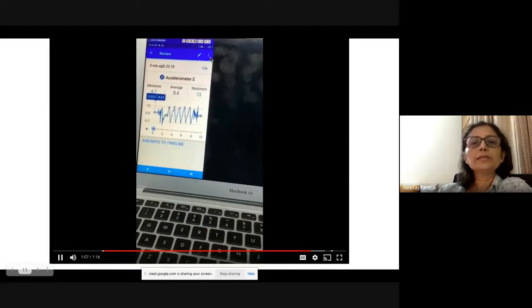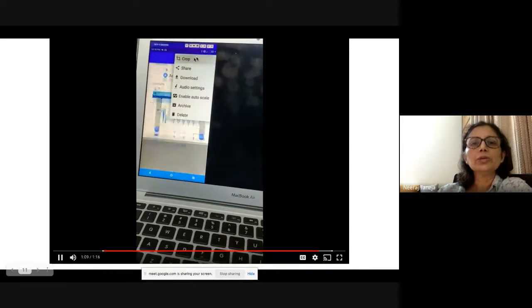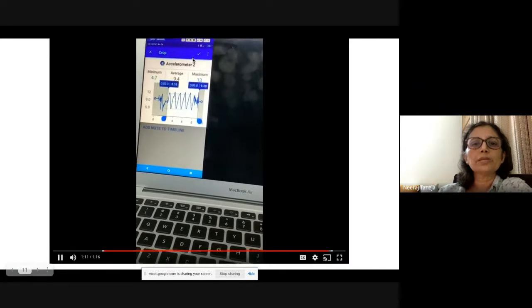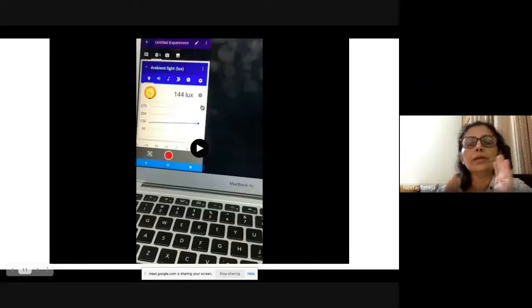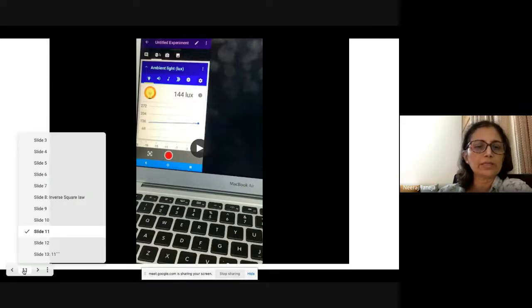Then there are three dots. You can use the crop option and crop whatever data you require. When you start using it, it's really simple. Please explore, as there are a number of things you can do with these applications.